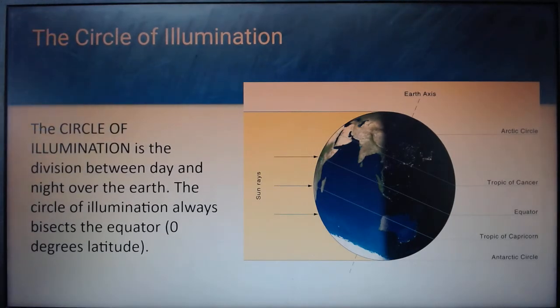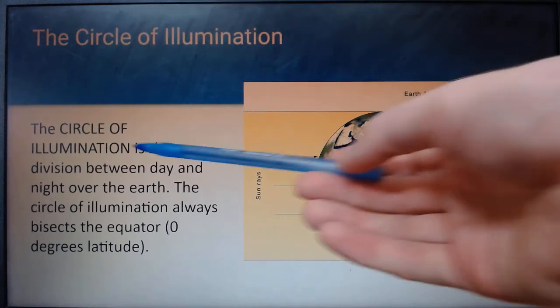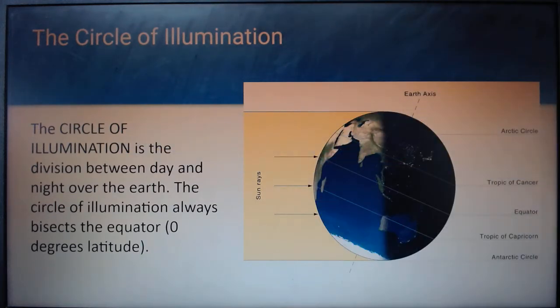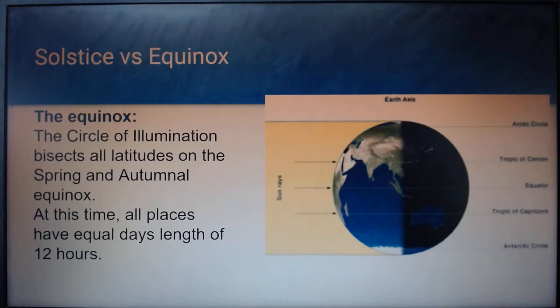Another little subheading with some more notes to add. Again, this is just a recap going back over our Earth-Sun relations. The circle of illumination is very simply the division between day and night over the Earth. The circle of illumination always bisects the equator. It doesn't always bisect all the lines of latitude, but it will always bisect the equator. So again, think about what the word illuminate means. It means to light it up. So the circle of illumination is simply the division between night and day. That's all it is.